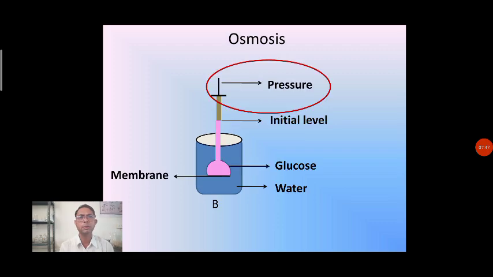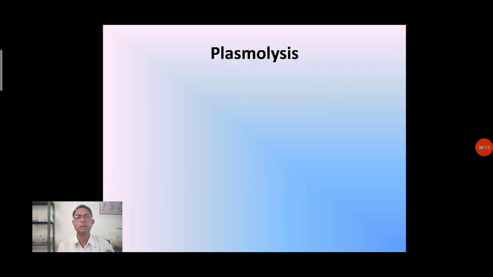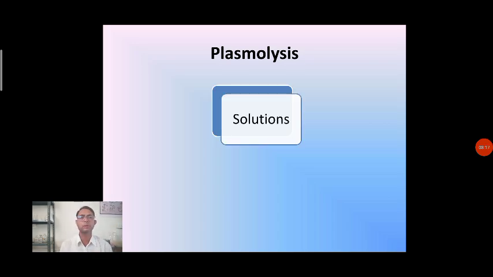Here again you can see the measurement of the pressure is also done. Water is taken in beaker 2, then the membrane is placed over the funnel, and the funnel has glucose. The initial level is marked, and the pressure is also marked. After some time, the pressure will be seen on that structure.